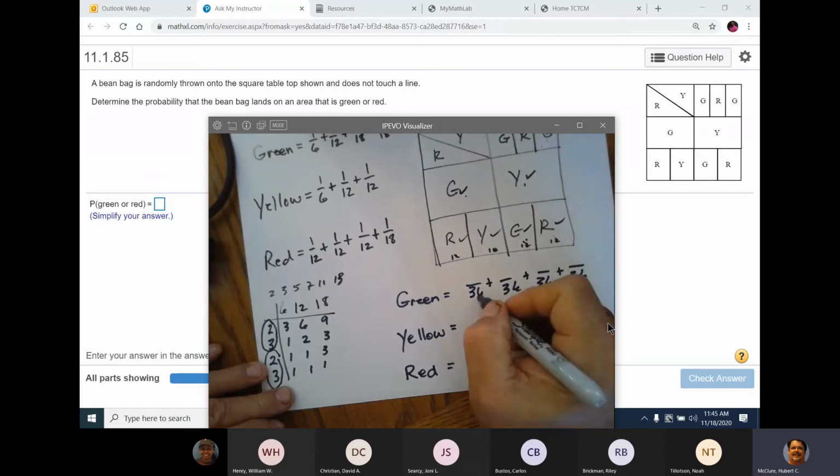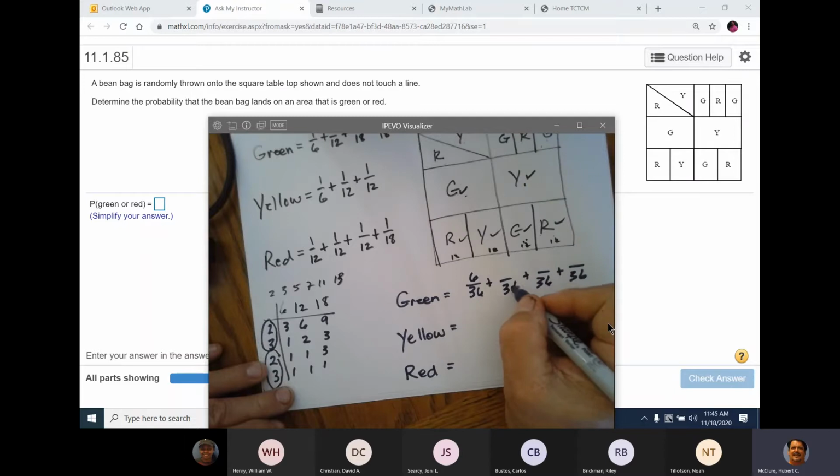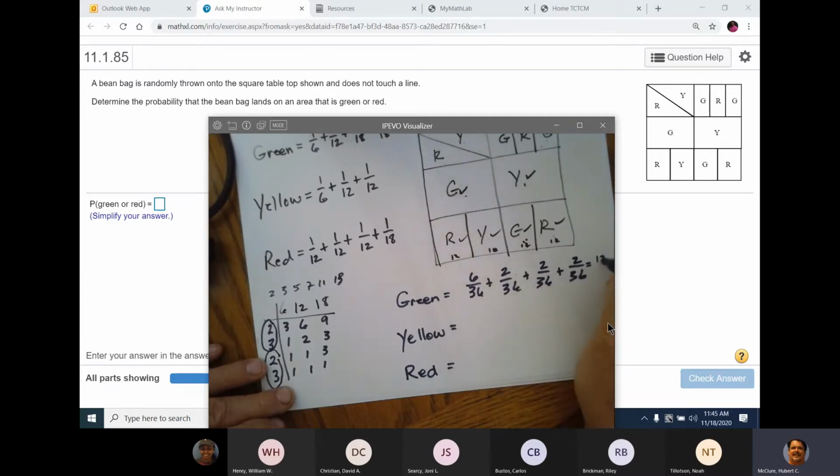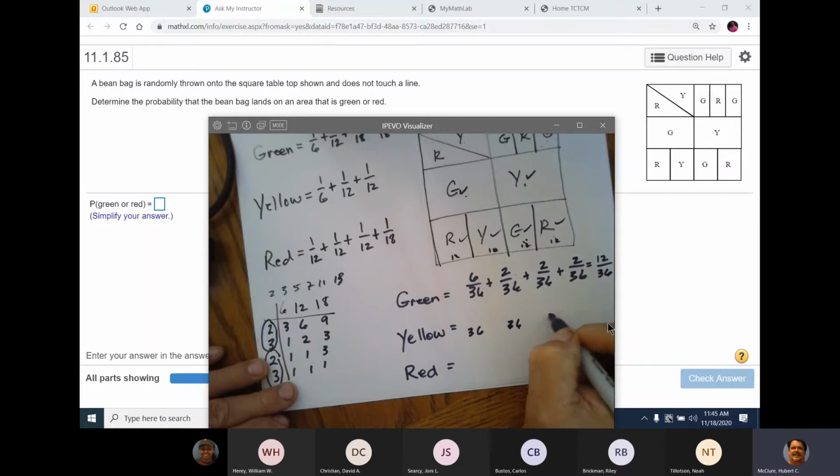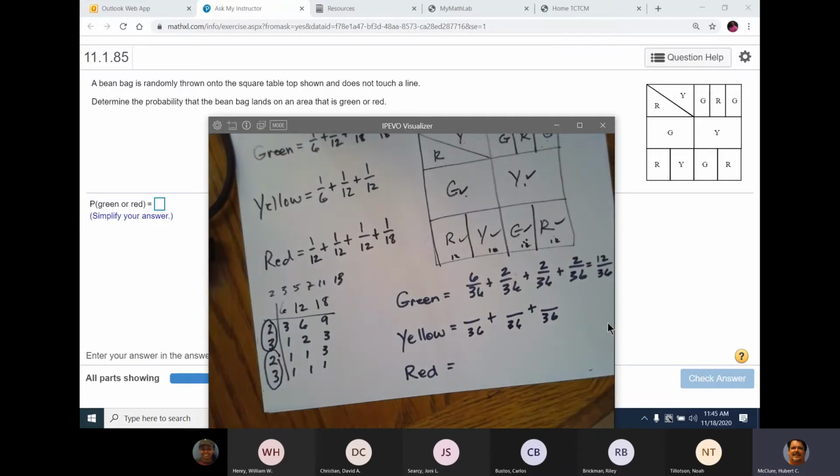Six will go into 36. 6 times 1 is 6. 12 will go into 36. 2 times 1 is 2. 18 will go into 36, 2. And 18 will go in there, 2. That looks better. 6 plus 2. 6 plus 6 is 12 over 36. That looks a whole lot better. Yellow. 36, 36, 36.